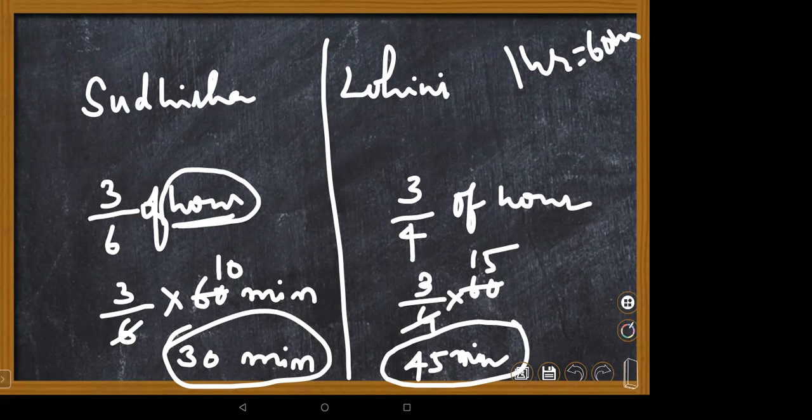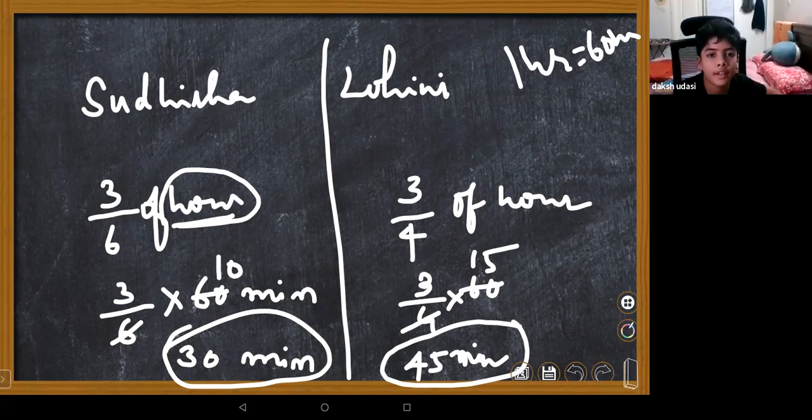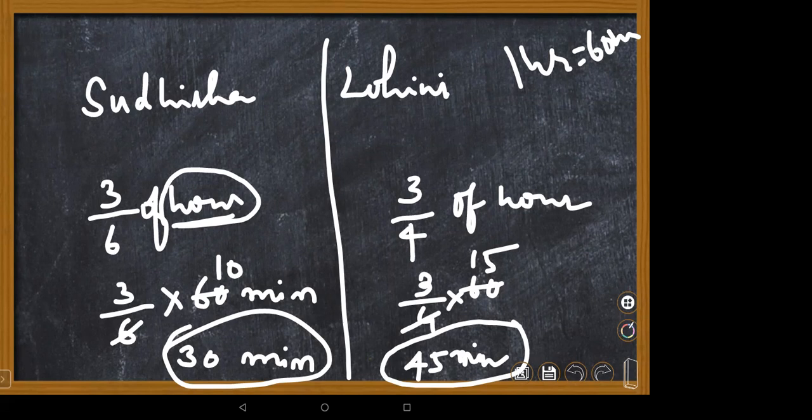Lohini did more exercise than Sudisha by 15 minutes. Yes, very good, ma'am. Like that, you can give the conclusion. The same way, the application part, not only that, children, we have some other part also.